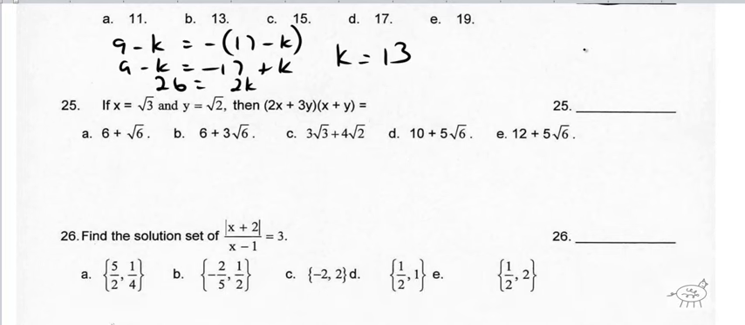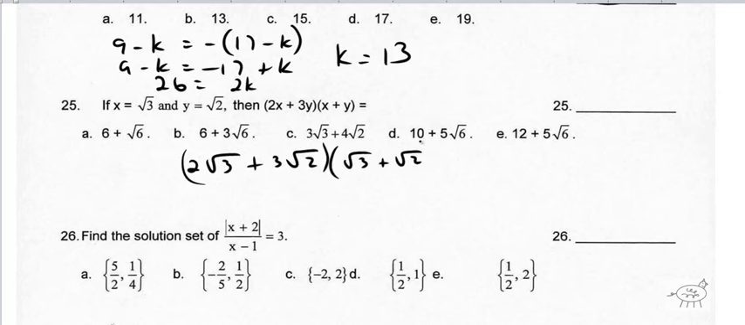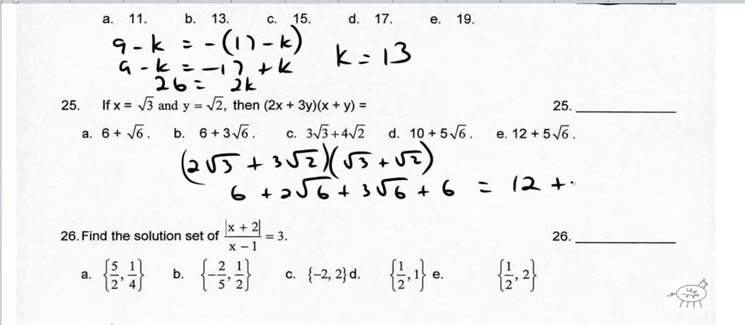Okay, 25. x equals root 3, y equals root 2. This is easy. So it's 2 root 3 plus 3 root 2 times root 3 plus root 2. And now it's FOIL. So 2 root 3 times root 3 is 6. Outside plus 2 root 6. Inside plus 3 root 6. And last plus 3 times 2 is 6. 6 plus 6, 12, plus 5 root 6, which is E.